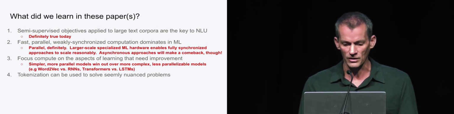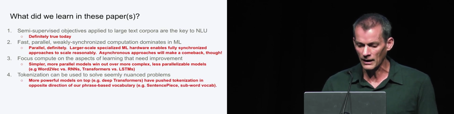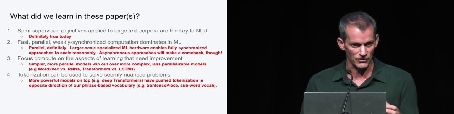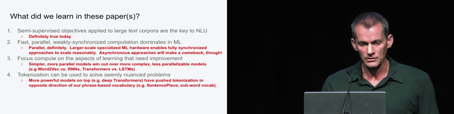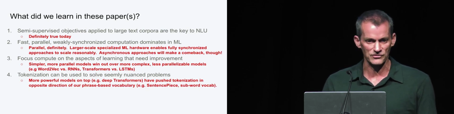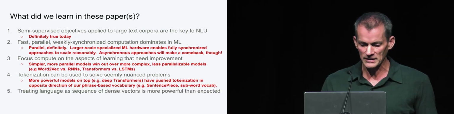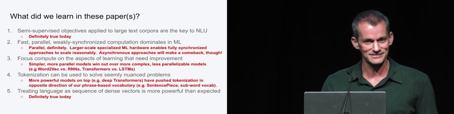Tokenization can be used to solve seemingly nuanced problems. Yeah, more powerful models on top have actually pushed tokenization in the opposite direction of our phrase-based vocabulary, where we now have subword tokenization, and that actually has seemed to work pretty well for some of these models that have more complex attention mechanisms on top. And treating language as a sequence of dense vectors is more powerful than expected. Definitely true today.